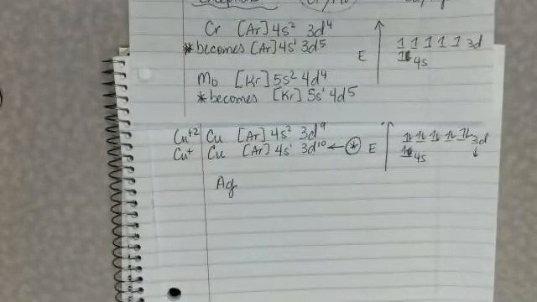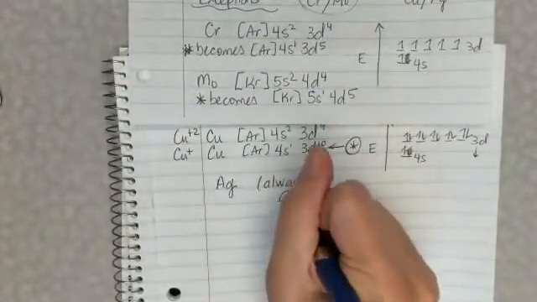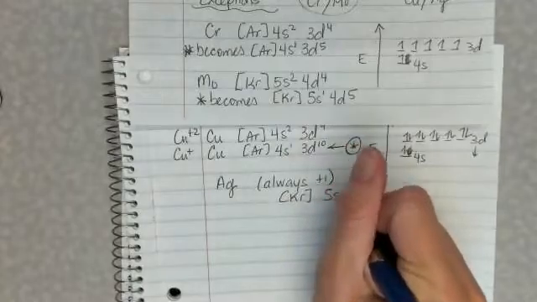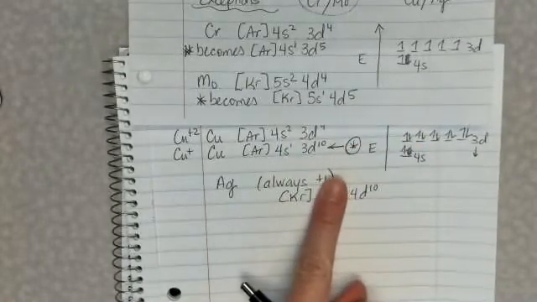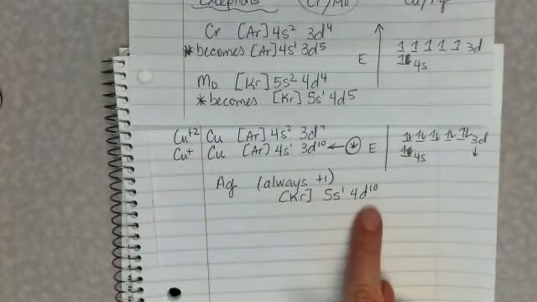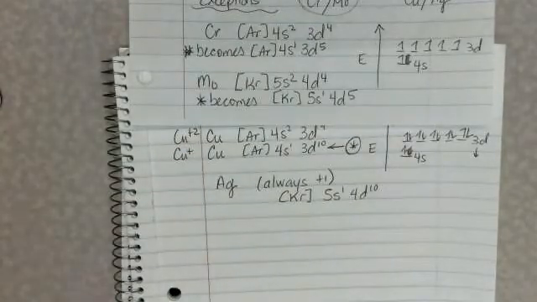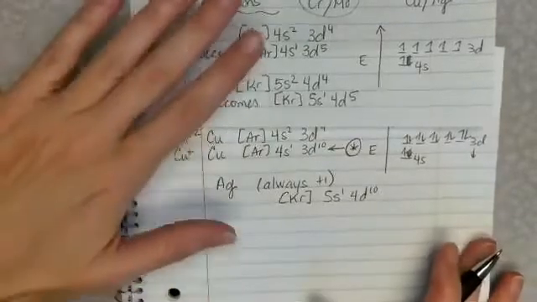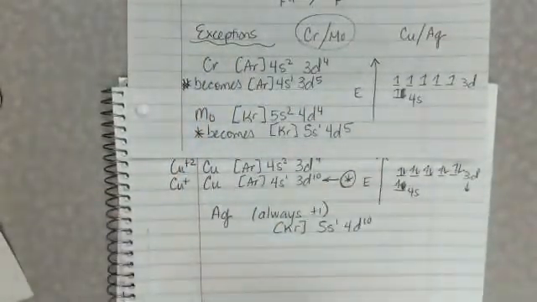Silver, I think, is more of a hard and fast rule that it is an s1 d10, because if we remember, silver as a cation is always a +1. So that makes sense then that it has a krypton core and then it is a 5s1, 4d10. It's always +1, so it always just loses that 5s. So I think in the case of silver, that exception is always true. I think copper though, there's some variability there. But anyway, those are the exceptions. So chromium and molybdenum, and then the other two that are in the same column, we've got copper and silver.